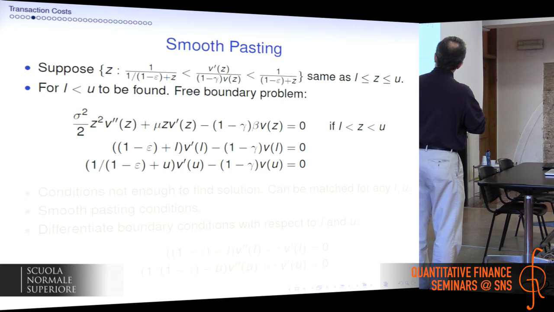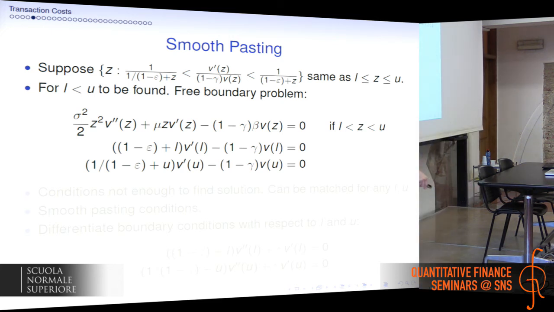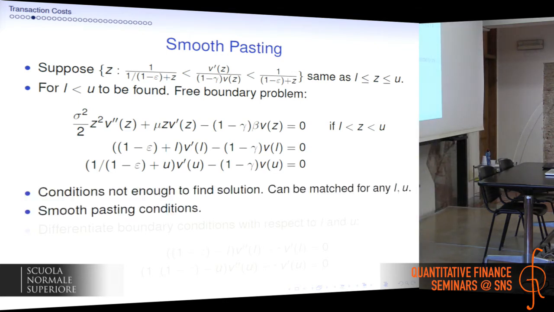Okay? And what is wrong is that here we can solve this system, in fact, for any choice of L and U. So this Hamilton-Jacobi-Bellman equation, as it is, does not identify L and U. We have to find L and U with some additional conditions that are not in the problem so far. So what are these conditions? These are known as the smooth pasting conditions.